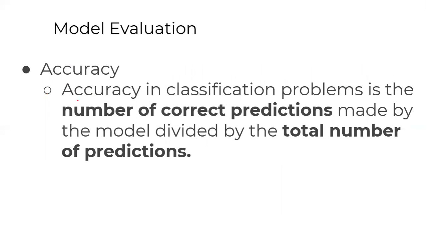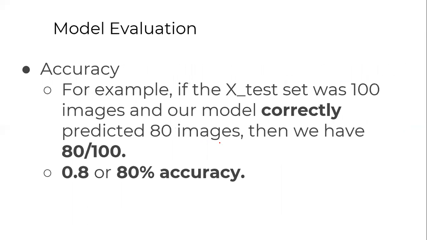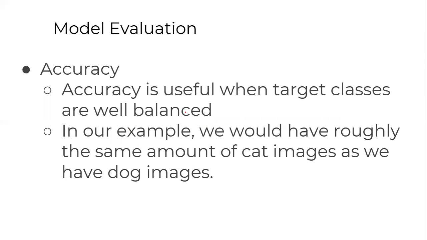Accuracy, in any classification problem, is the number of correct predictions made by the model divided by the total number of predictions. Simple. Number of correct answers divided by total number of answers is your accuracy. Simple, right? So if your model correctly predicted 80 times out of 100, then your accuracy is 80 by 100. For example, if the X test set was 100 images and our model correctly predicted 80 images, then we have 80 by 100, 80% accuracy, right? Simple. Accuracy is useful when the target classes are well balanced.